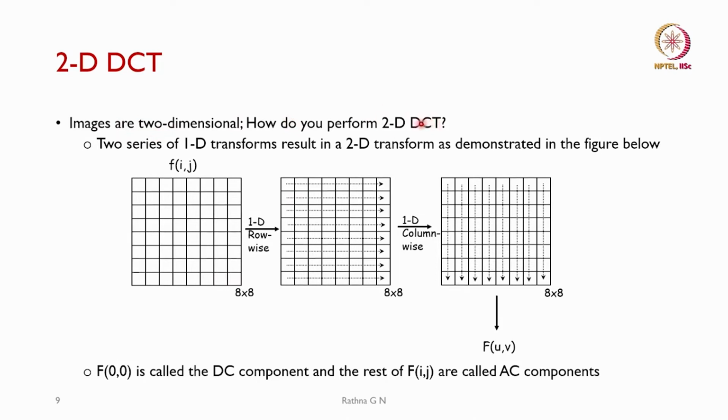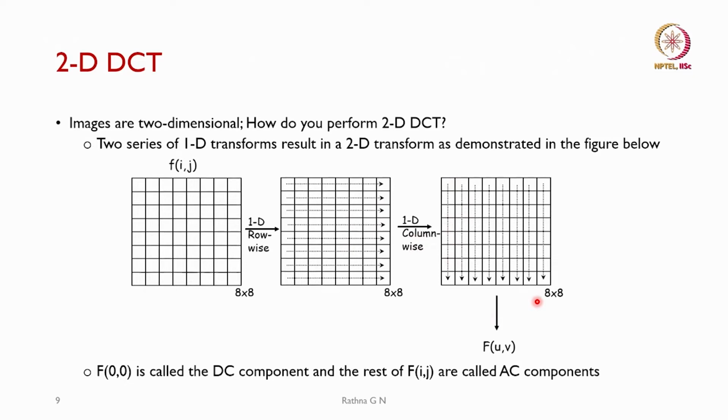How do you perform 2D DCT? Usually what we prefer is the 1D transform, so how it results in 2D is demonstrated here. F of i comma j is your 2D image, with pixel values represented. Here it has been taken as 8 by 8. First we do the 1D DCT row wise, and then in the next stage, for this output, we do the 1D column wise DCT.